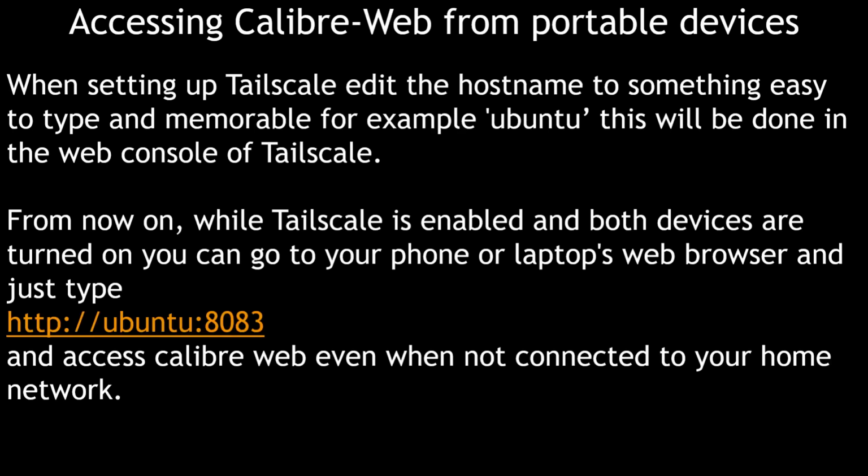When setting up Tailscale, edit the hostname to something easy to type and memorable, for example, Ubuntu. This will be done in the web console of Tailscale. From now on, while Tailscale is enabled and both devices are turned on, you can go to your phone or laptop's web browser and just type this link and access Calibre-Web even when not connected to your home network.